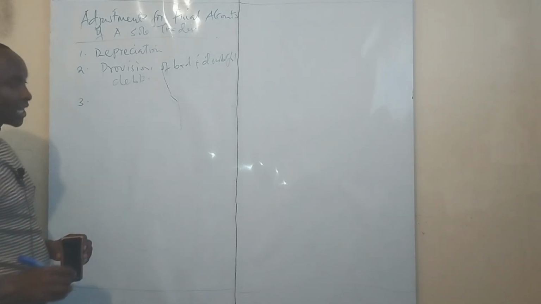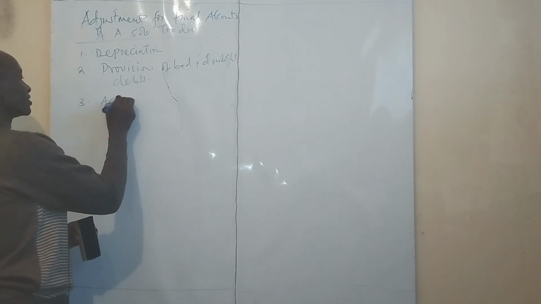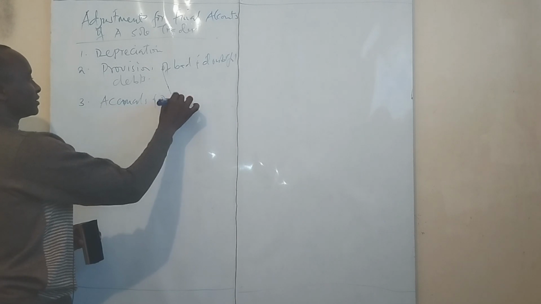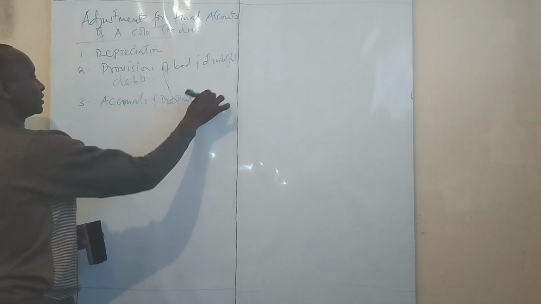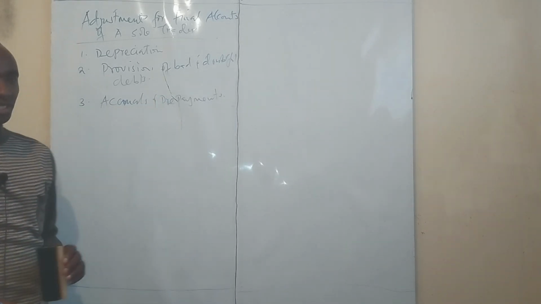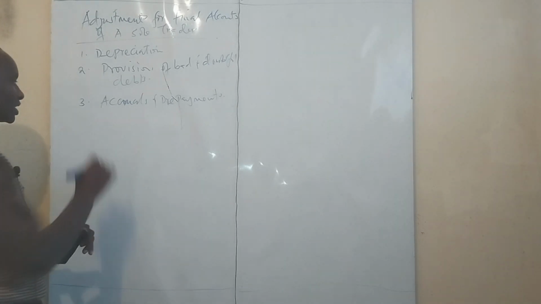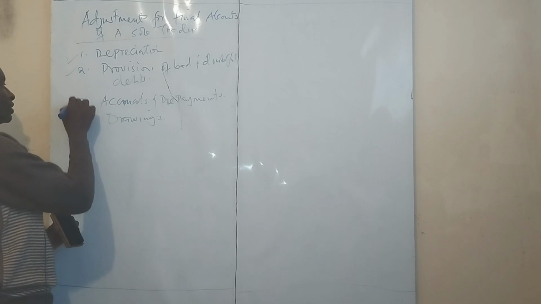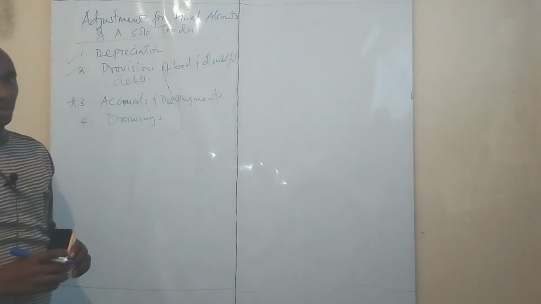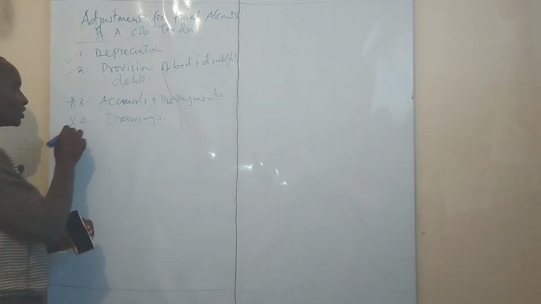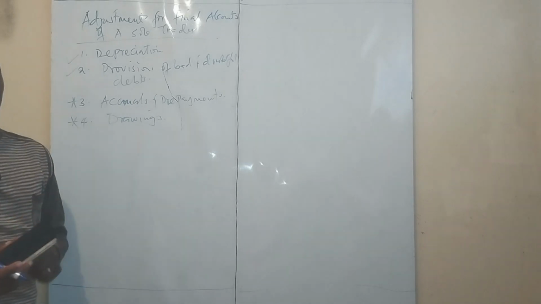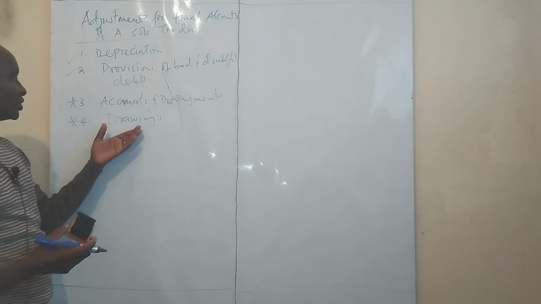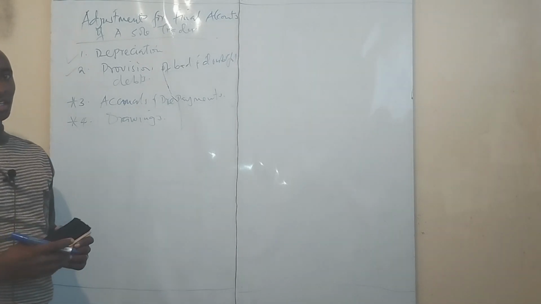And then the third one was accruals and prepayments. Accruals and prepayments. So this was the third one. And then the fourth one was drawings. Today we are going to look at the accruals and prepayments, and I'm going to combine it with drawings because drawings don't have too much to discuss in this area. Drawings has got very little adjustments.